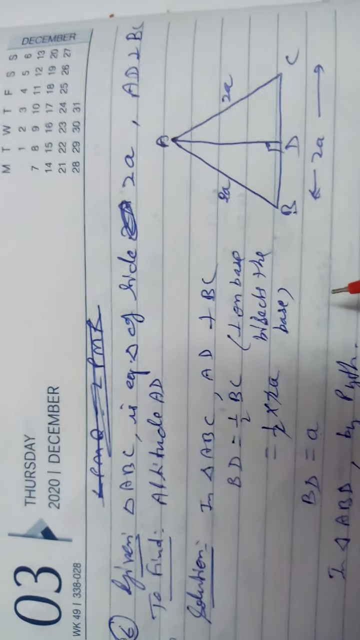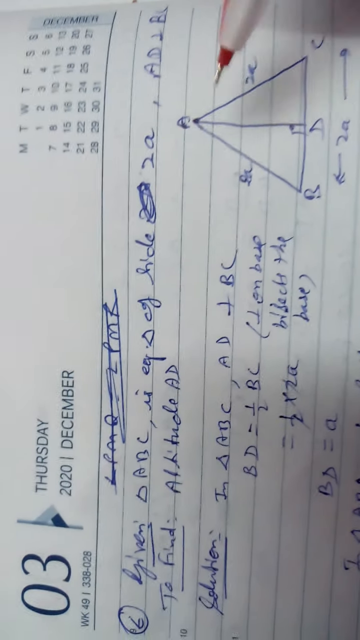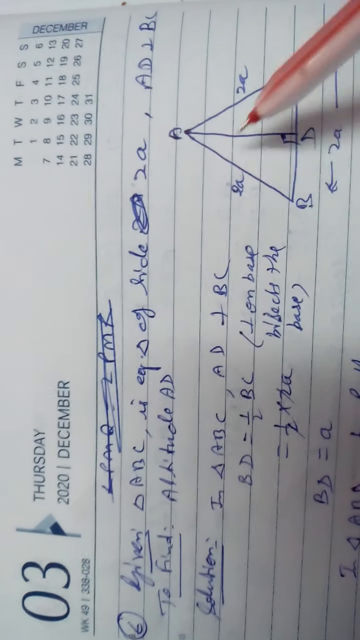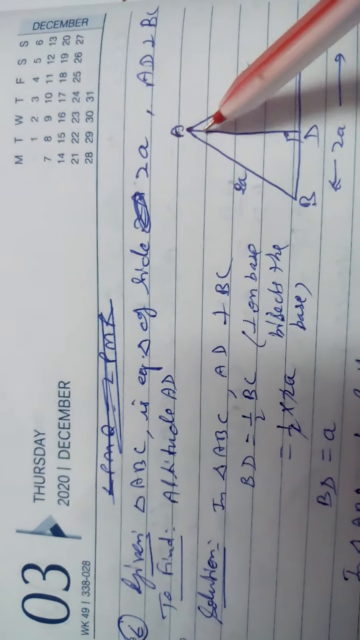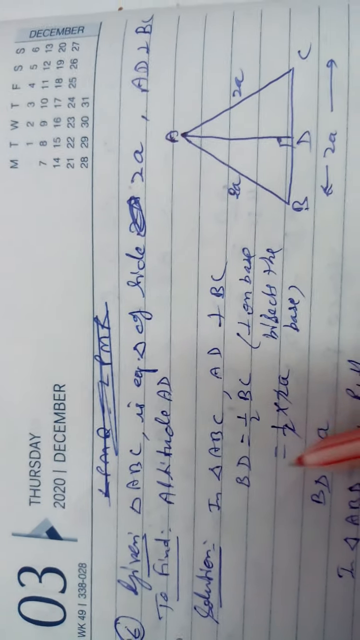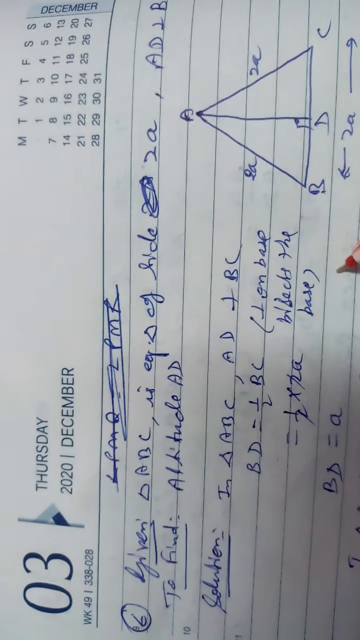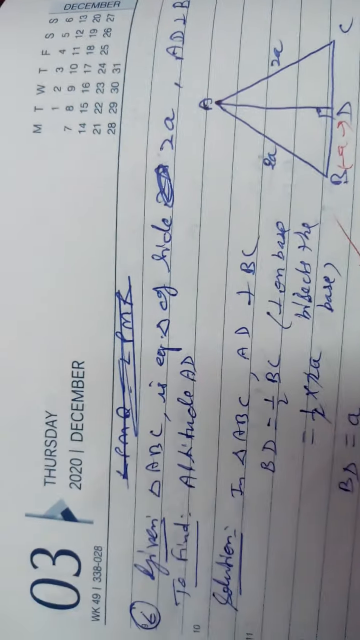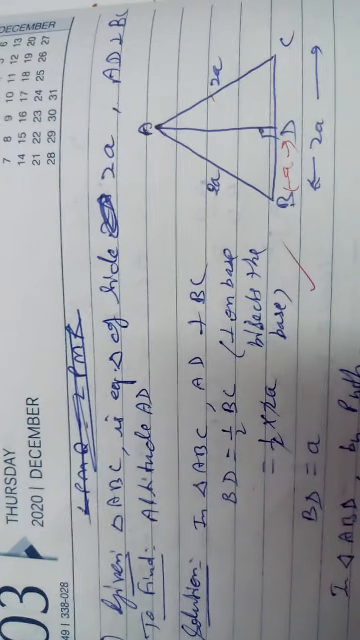Equilateral triangle has equal altitudes. Perpendicular on the opposite side is called altitude. I am drawing a figure ABC. AD is the altitude. 2a, 2a, 2a. Perpendicular from vertex to the base bisects the base. That's why BD equal to half BC. You are getting a. This is a. Equilateral triangle has all altitudes equal, so only one altitude you will find out. BD is equal to a.